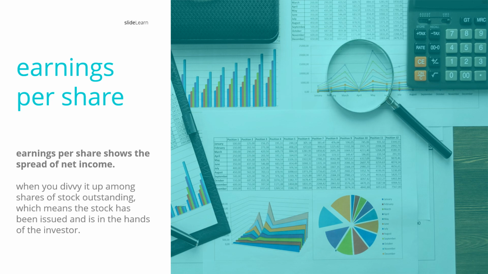Earnings per share shows the spread of net income when you divvy it up among shares of stock outstanding, which means the stock has been issued and is in the hands of the investor. Potential investors in a corporation like to see this type of information so they can make educated investment decisions. If your motivation for buying stock in a corporation is to bring in some dividend income, you want to be able to compare what kind of dividends your top picks are paying their current investors.